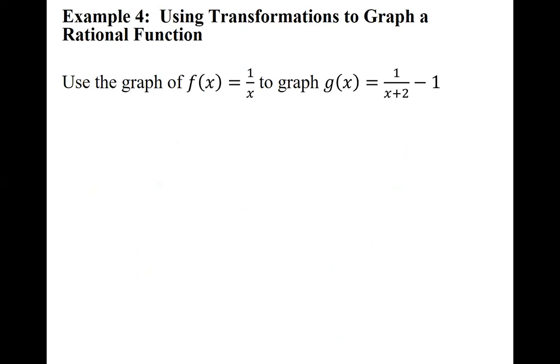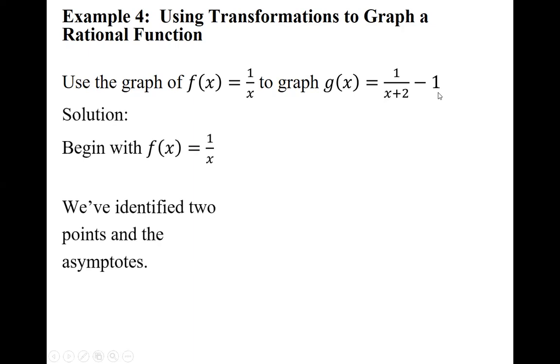So let's use the graph we know of 1 over x to graph 1 over x plus 2 minus 1. Well, the minus 1 on the outside of the function means we're going to move down 1. And the plus 2 on the inside with the x, remember that plus 2 doesn't mean we move to the right, it means we move to the left. So this is moved left 2, down 1.